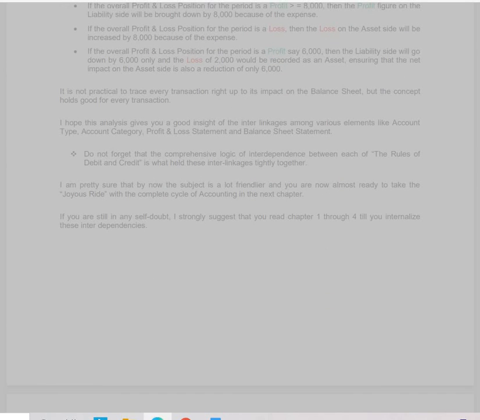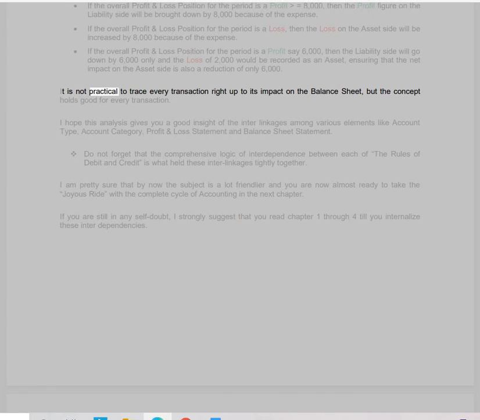If the overall profit and loss position for the period is a profit equal to $8,000, then the profit figure on the liability side will be brought down by $8,000 because of the expense. If the overall position is a loss, then the loss on the asset side will be increased by $8,000 because of the expense. If the overall position is a profit, say $6,000, then the liability side will go down by $6,000 only, and the loss of $2,000 would be recorded as an asset, ensuring that the net impact on the asset side is also a reduction of only $6,000.